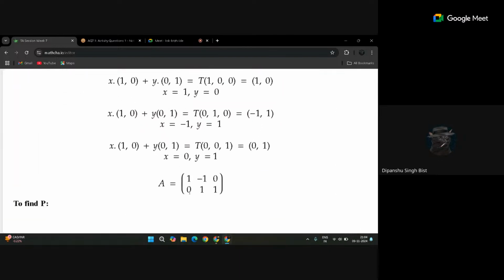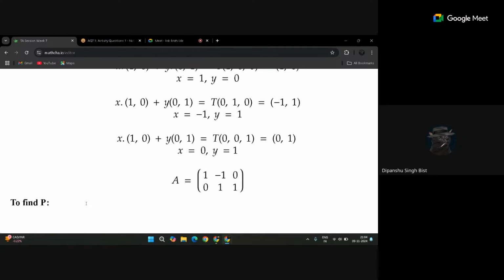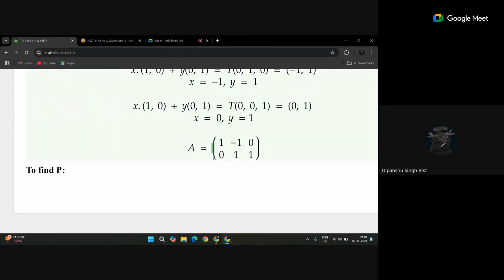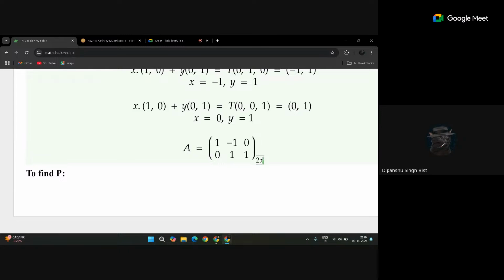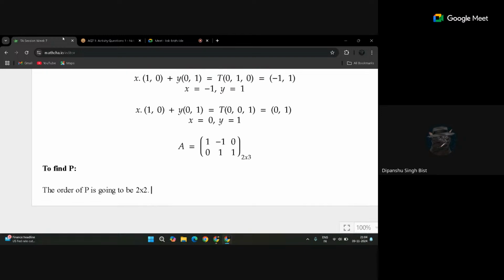So we need to do some row operations on B. First of all, P is going to be a matrix of order what? So what's the order of A? The order of A is 2 cross 3, right? Yeah. So the order of P is going to be 2 cross 2. Is it fine?